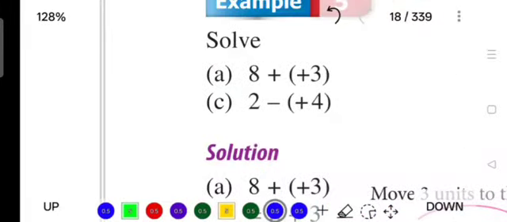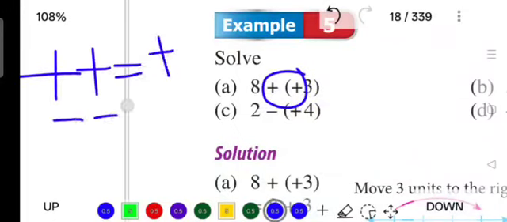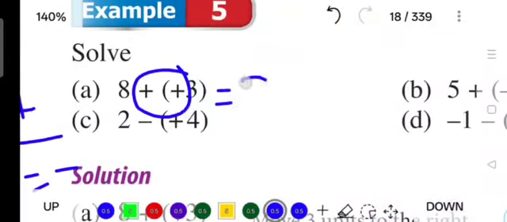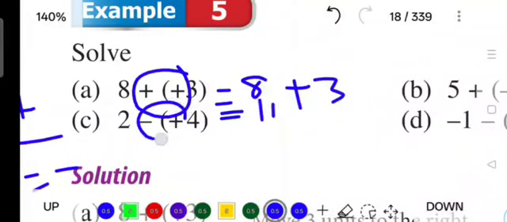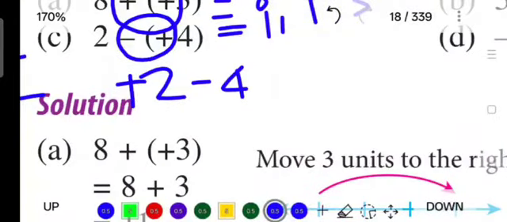Just a quick recap. A number can never hold two signs together. Positive, you will get positive. Same signs will get positive. Different signs, you will get negative. So you just put a step first like this. Next, 8 plus 3, you just solve straight, 11. Same thing over here, 2 minus 4. You don't have a sign for the front one, so you can put positive over there.